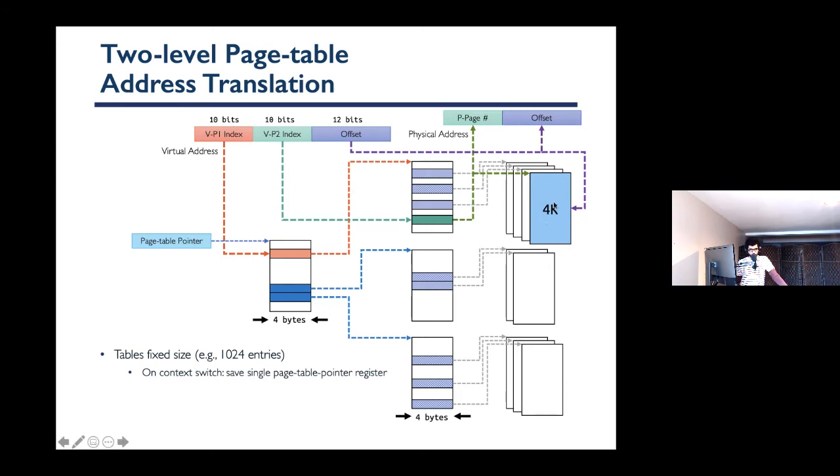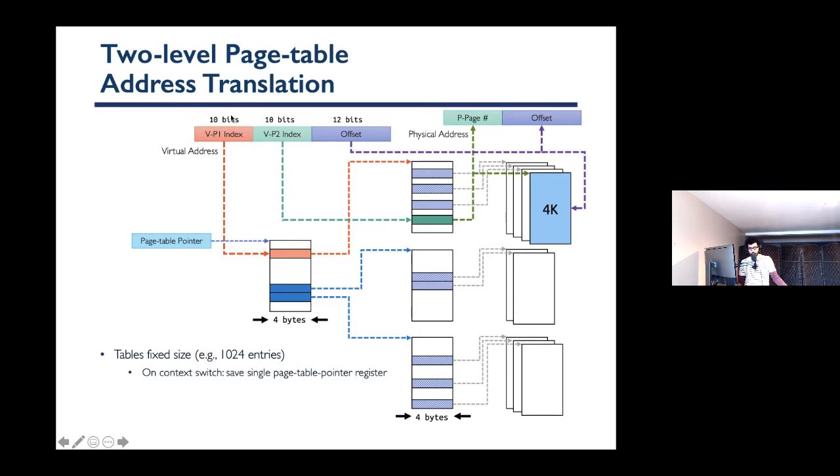Now, let's look at it. If you have 4 kilobyte pages, that means that you have to have 12 bits of offset to address any byte inside your page. Now, let's say that each one of your second level page tables is 1 kilobyte. Let's say each one of them has 1024 entries. What does that mean? That means that you need 10 bits to index into that table. So for virtual page number 2, you need 10 bits.